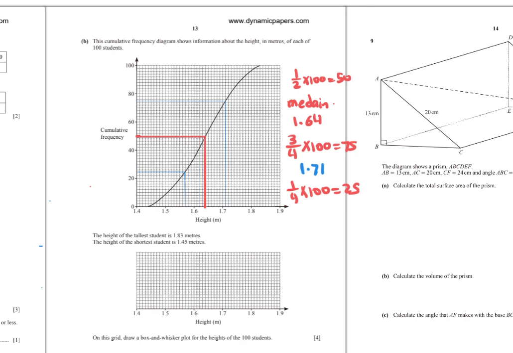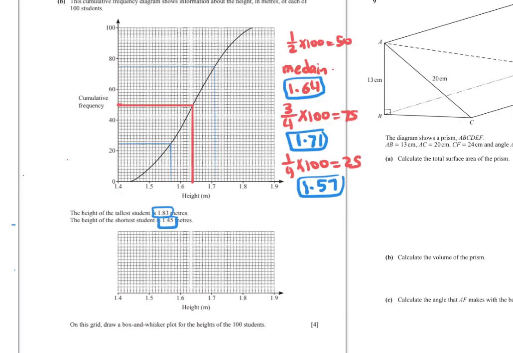1.57. Now we have the median, upper quartile, lower quartile, and we have the greatest value and the least value. Then we can draw box and whisker.